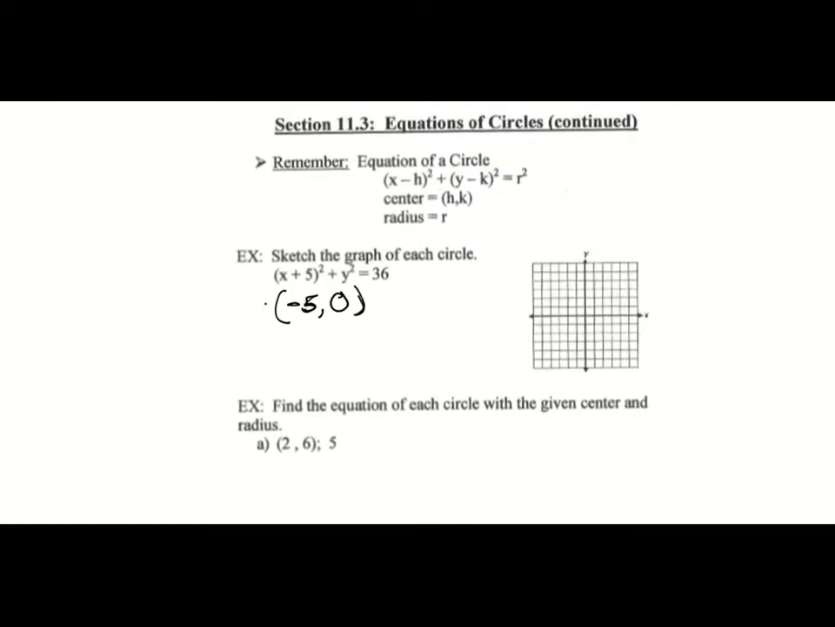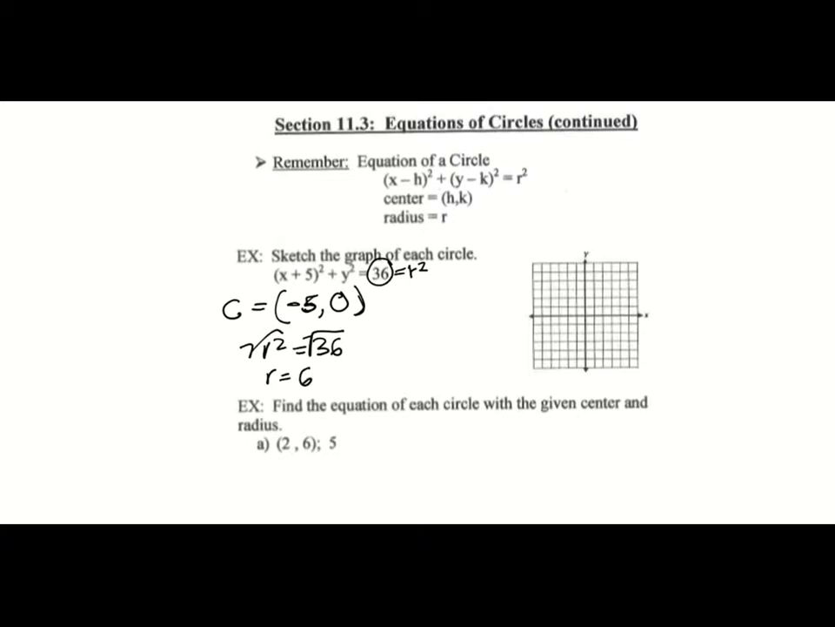And this is going to be our center point. And then remember here, this is equal to r squared. It's not just r. So if this is r squared, we need to solve for r. And we can do that by taking the square root of both sides. That leaves r as 6.